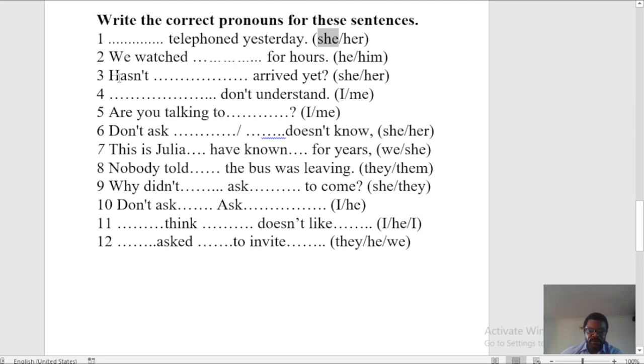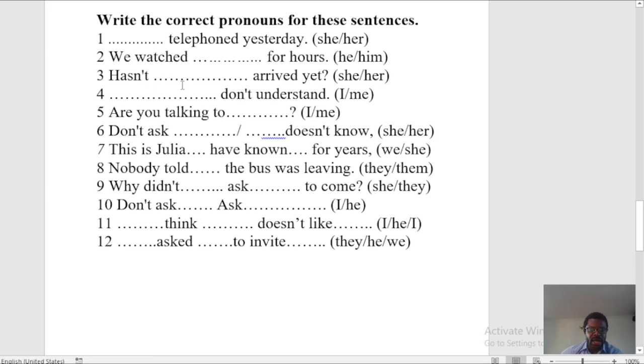So number three, hasn't she arrived yet? You cannot say haven't her arrived yet. So haven't her wouldn't sound okay. It's got to be hasn't she arrived yet?